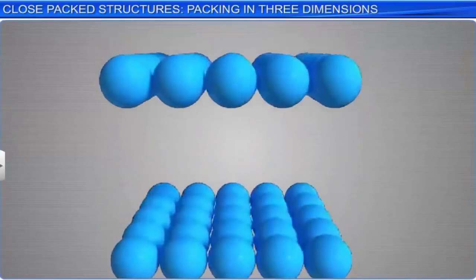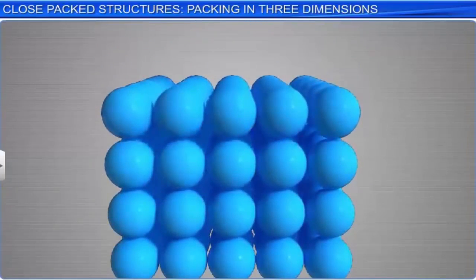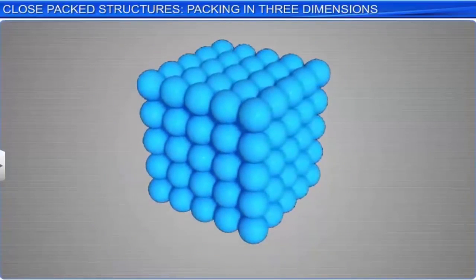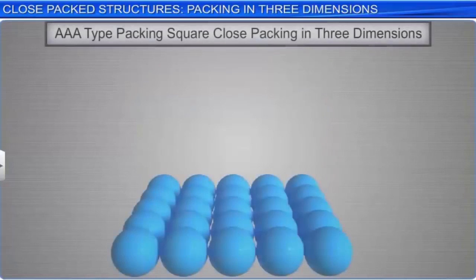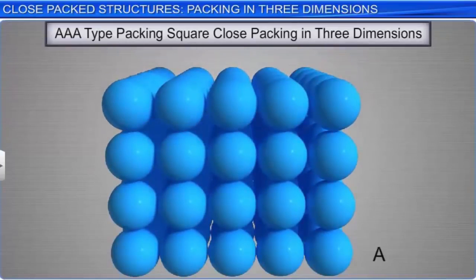In order to build a 3-dimensional structure, it is easier to stack 2-dimensional square close-packed planes one above the other. As you can see, the spheres are aligned horizontally as well as vertically. If the arrangement of spheres in the first layer is considered to be of A type, then the arrangement of spheres in the subsequent layers is also of A type. This 3-dimensional arrangement is referred to as AAA type packing.